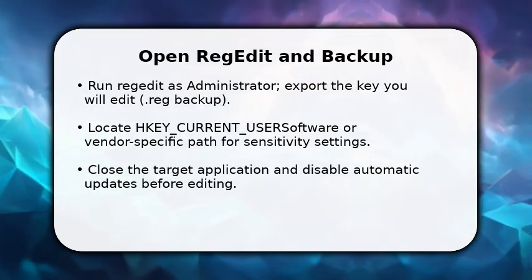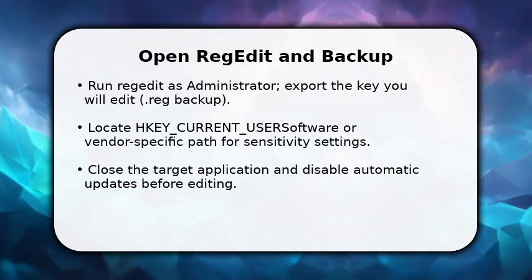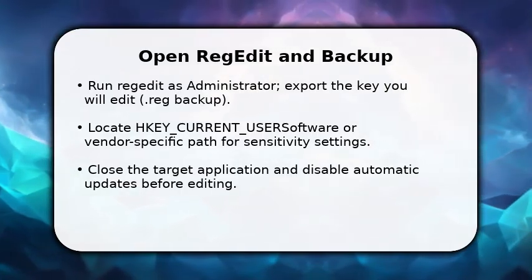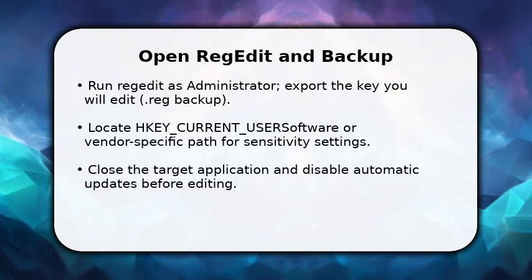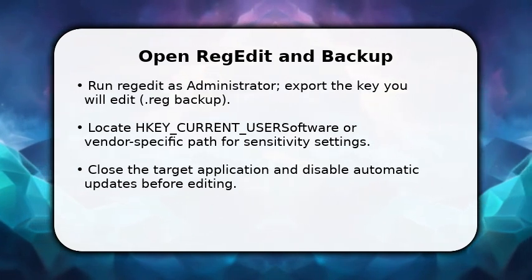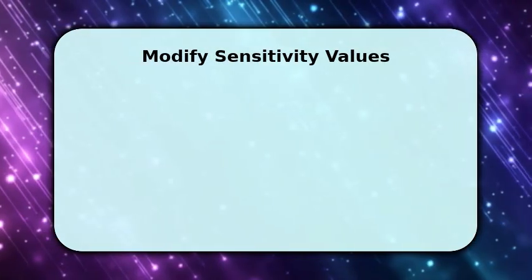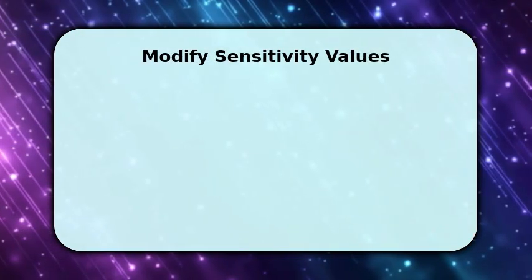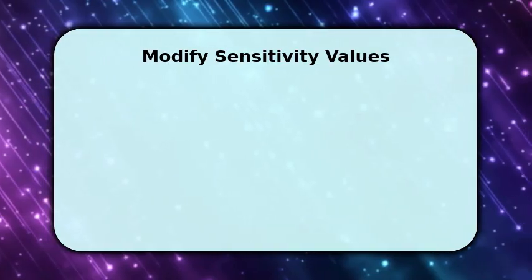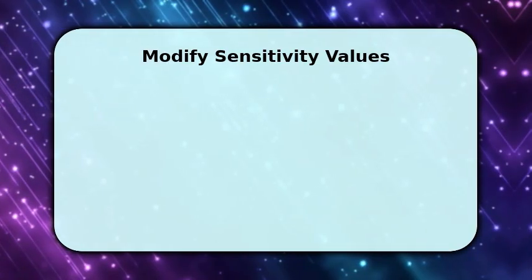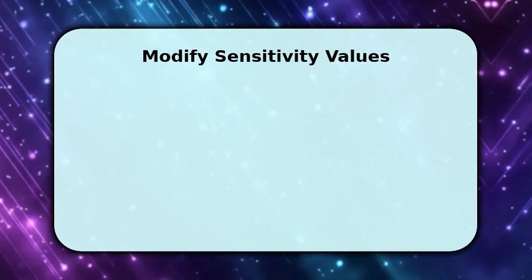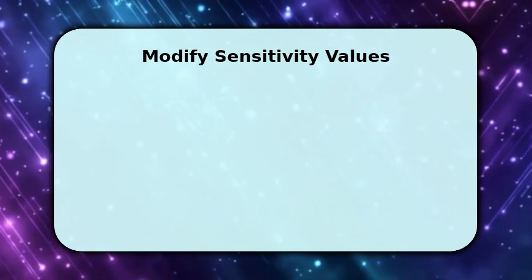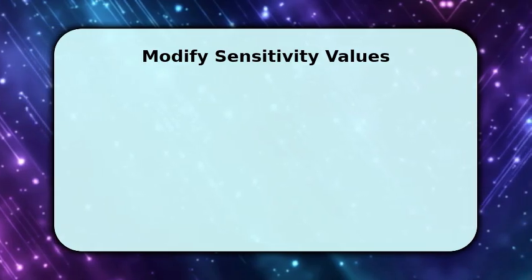Make sure the target program is closed and automatic updates are disabled, so saved values don't get overwritten while you work. Next, find the specific word or string entries labeled Sensi, DPI, or macro profile names. These control input curves and macro trigger thresholds. You will edit numbers in small increments, often 5 to 10%, because large jumps produce unpredictable behavior.